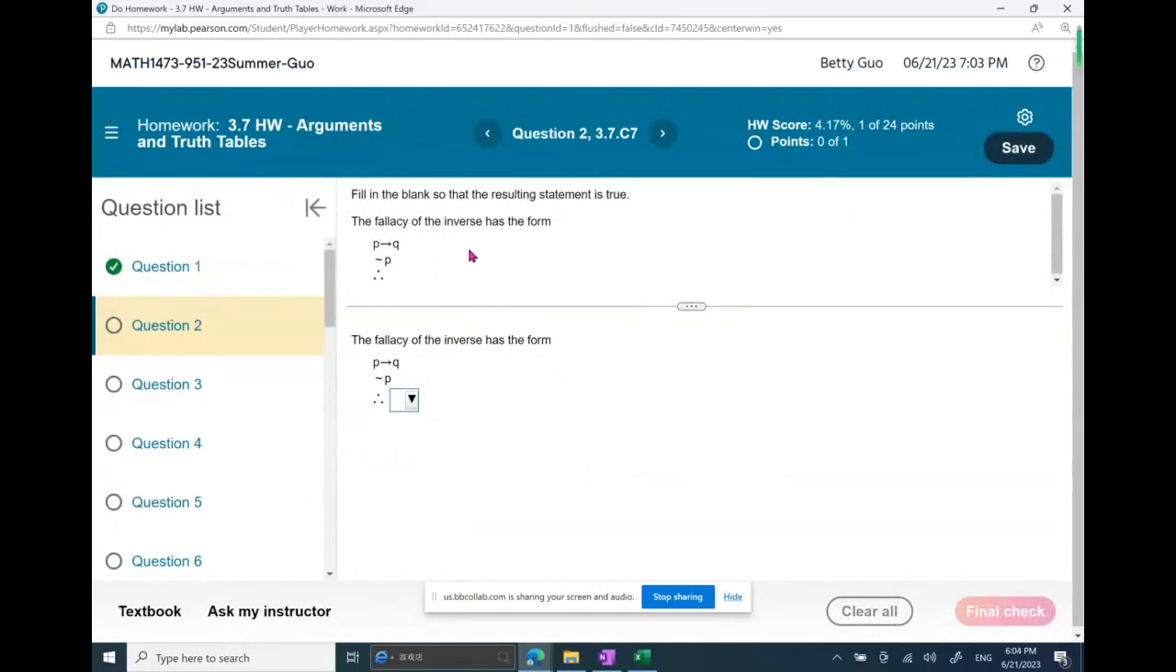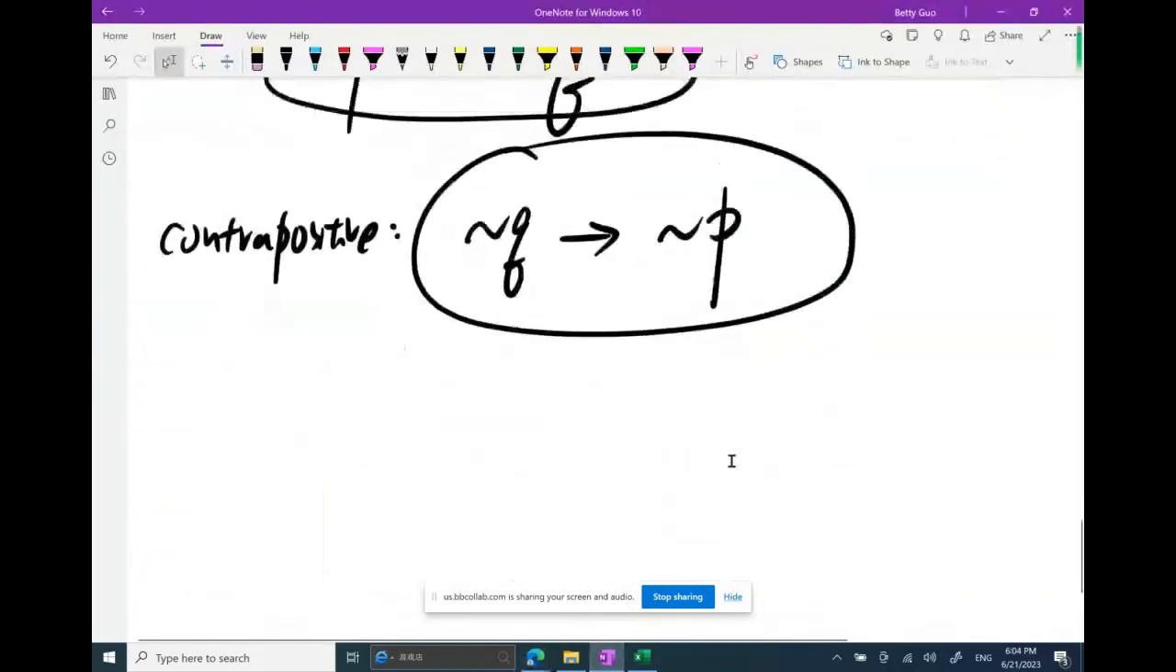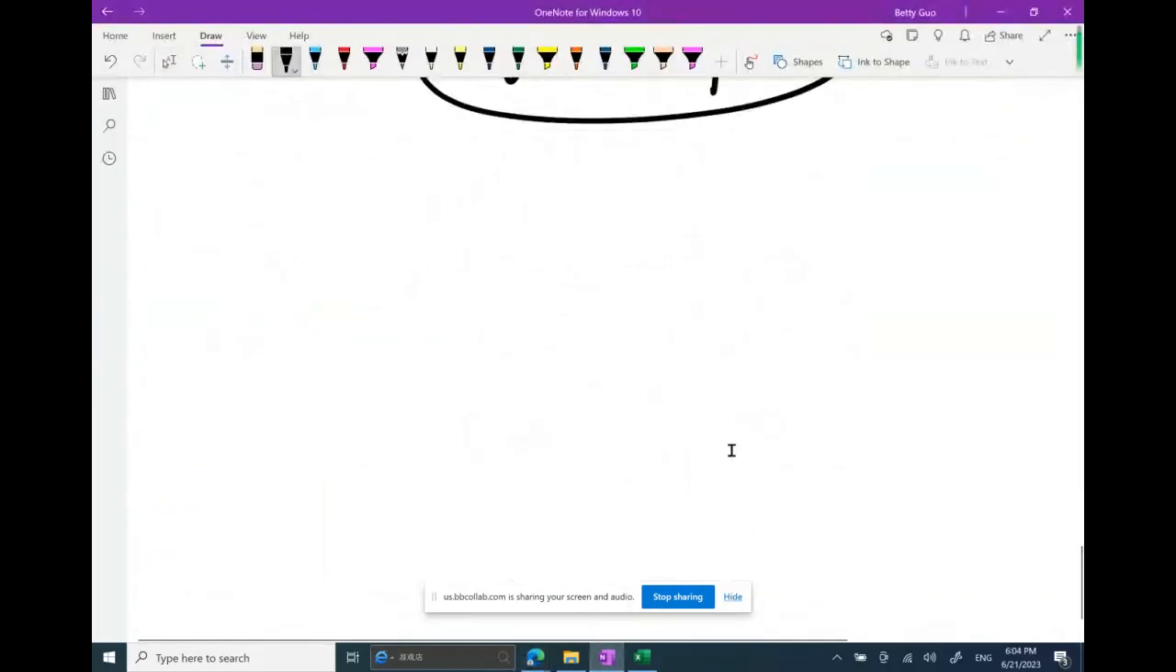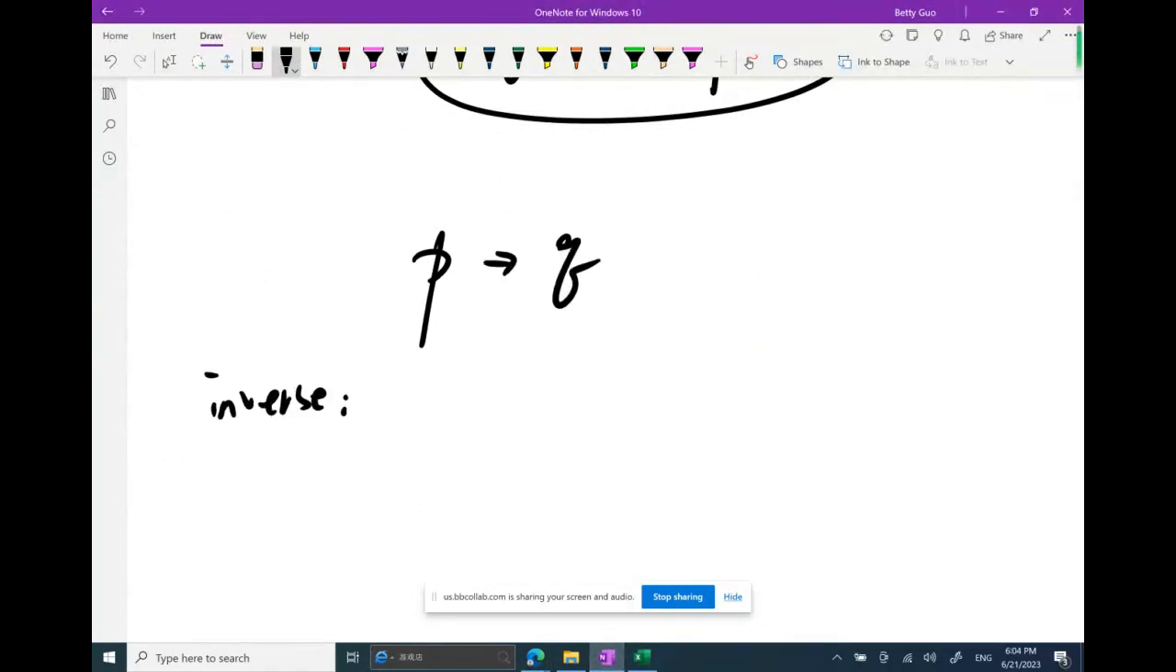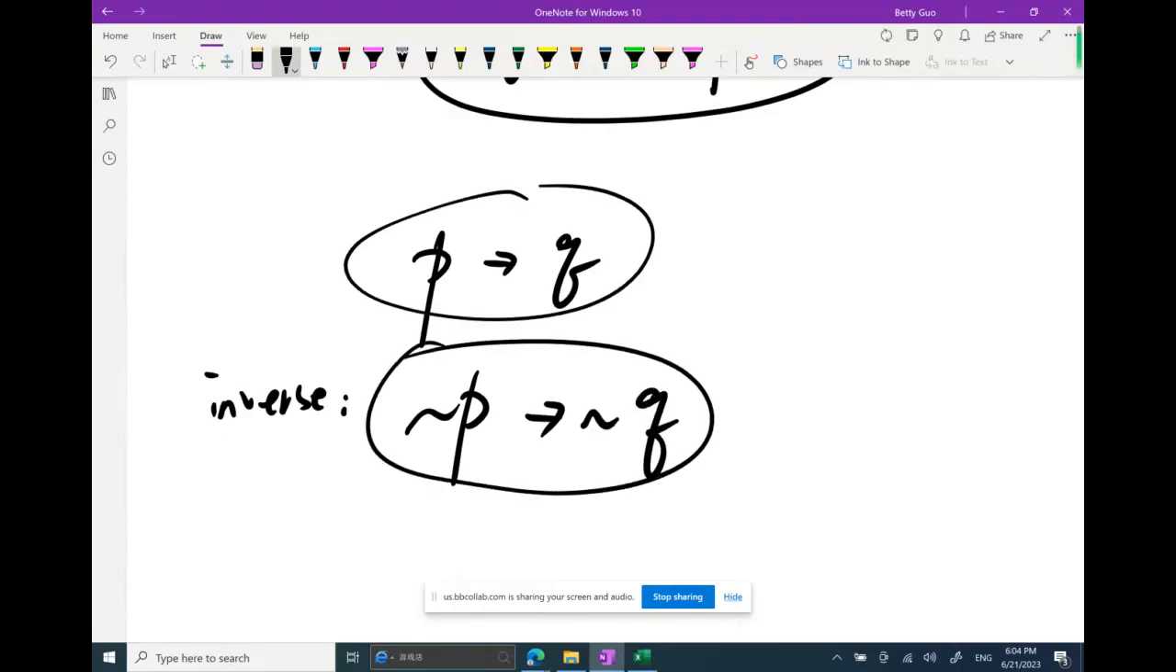Number 2, fill in the blank so that the resulting statement is true. The fallacy of the inverse has the form P implies Q and not P, so not Q. This is a fallacy. Let me explain the definition of inverse. For the statement P implies Q, its inverse is not P implies not Q. Those two statements are not equivalent.